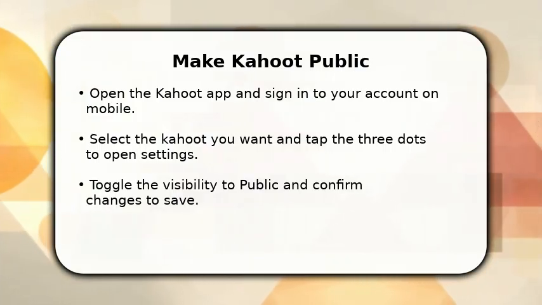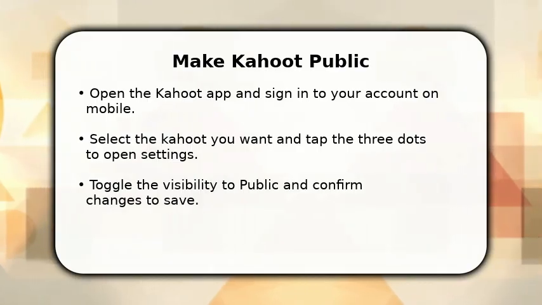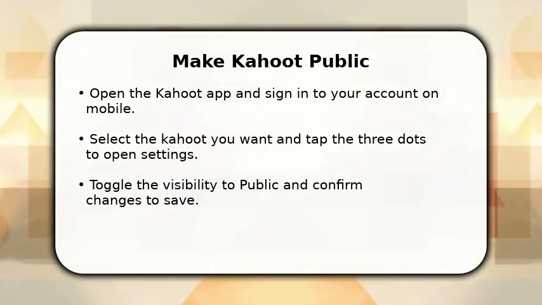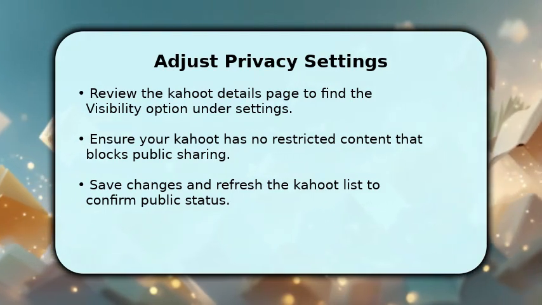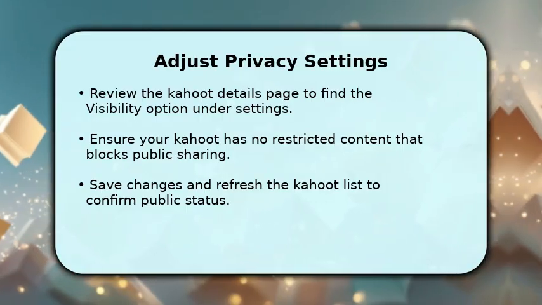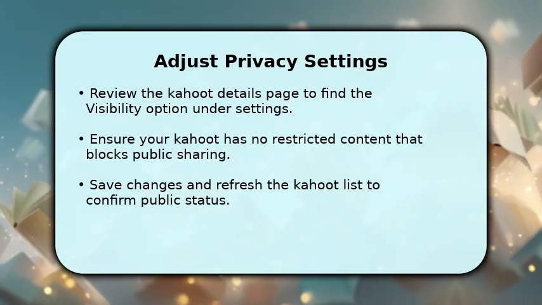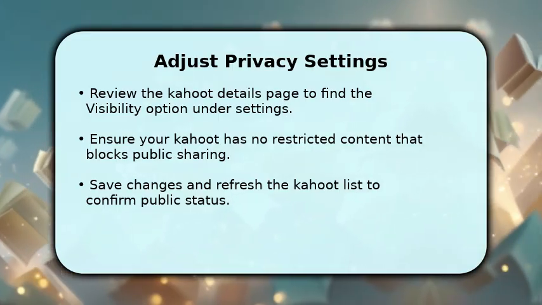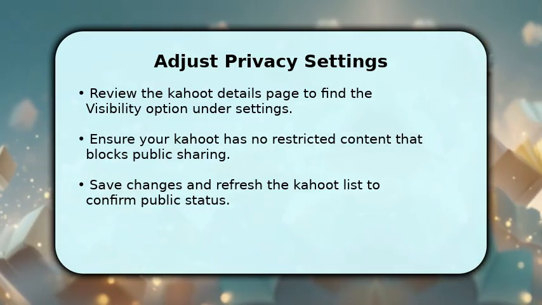If you use a school or team account, verify admin permissions before changing visibility to avoid access restrictions. When adjusting privacy, first review the Kahoot details page and locate visibility under settings. If your Kahoot contains restricted content, it may prevent public sharing, so edit or remove those elements. Tap Save and then refresh your Kahoot list or reopen the Kahoot to confirm it now shows as public.